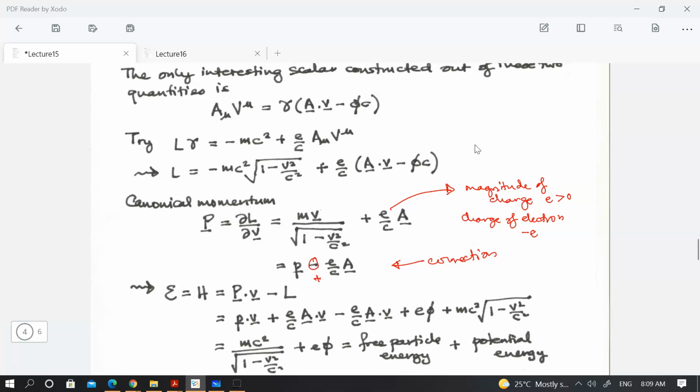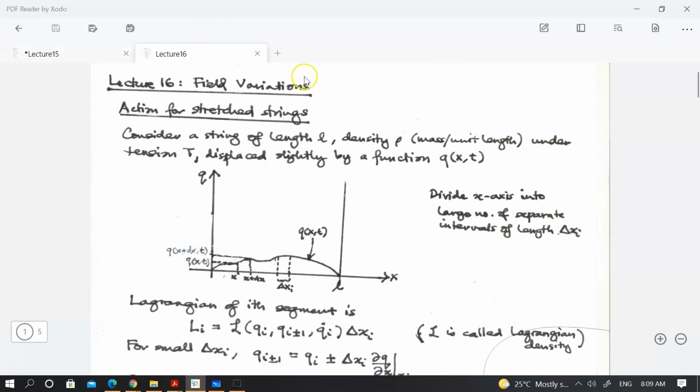In some books they put Q, but even Q is problematic later on because we are going to use Q as the generalized coordinate. But okay, I hope that settles that, and we should move on to the next lecture, which talks about field variations.